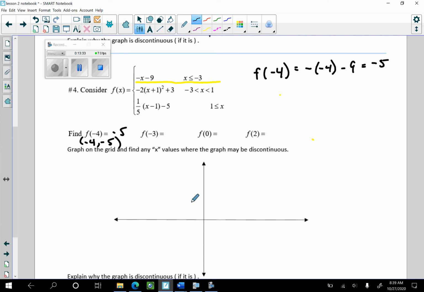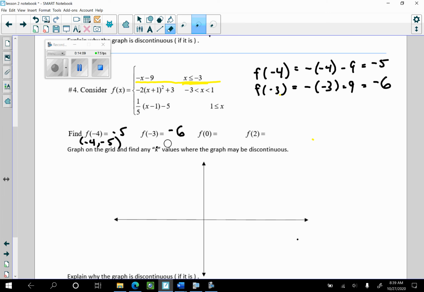F of -3, you're also going to use the top part. So let's find f of -3. -3 is less than or equal to -3. Therefore, f of -3 is going to be -3 minus 9. Minus -3 is plus 3. 3 minus 9 is -6. So I have 2 points: -4 comma -5, and -3, -6.